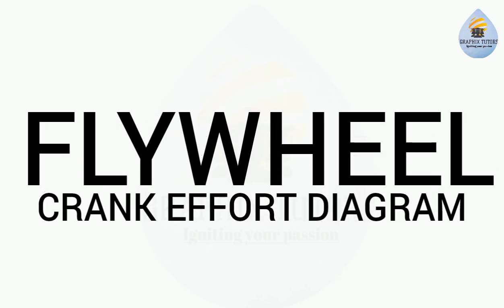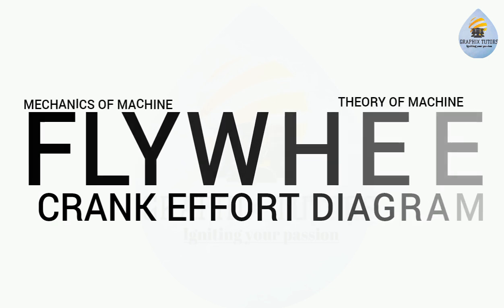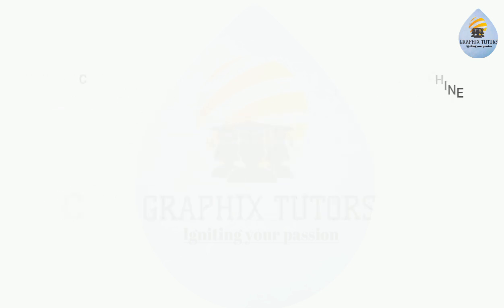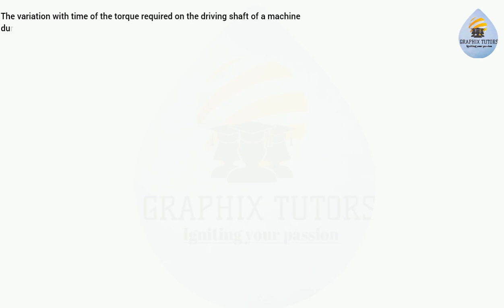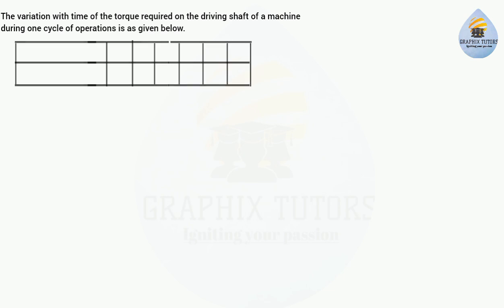Today we want to solve a problem on crank effort diagram where we'll be looking at model 2. And the question goes like this. It says, the variation with time of the torque required on the driving shaft of a machine during one cycle of operation is given below. This is the table given.